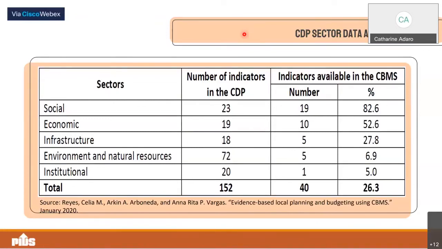Of the 152 indicators needed in the CDP, about 26.3% are available in the CBMS. Among the five sectors in the CDP, majority of the indicators in the social and economic sectors are obtainable from CBMS at 82.6% and 52.6% respectively. Meanwhile, much of the data needs of the CDP are concentrated in the sector of environment and natural resources. However, CBMS can only provide 7% of the data required due to the technical nature of the indicators. Although CBMS also includes environment-related indicators, they lean towards perception of households in relation to current environmental phenomena, as opposed to the methodological and scientific process used in the collection of indicators required in the CDP.